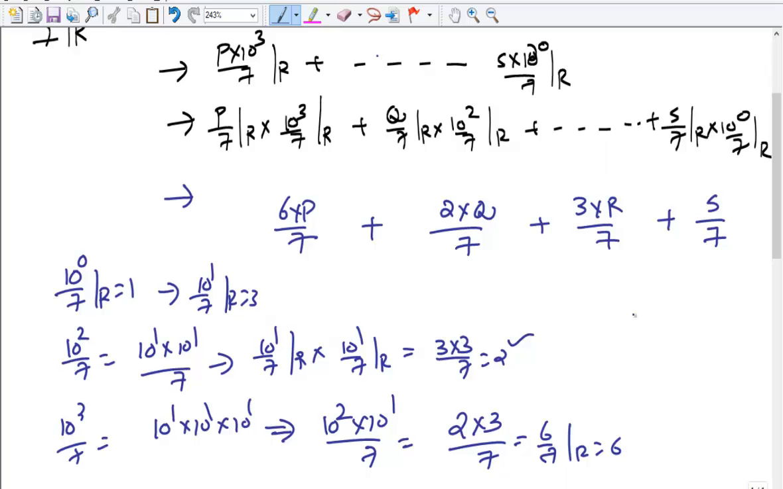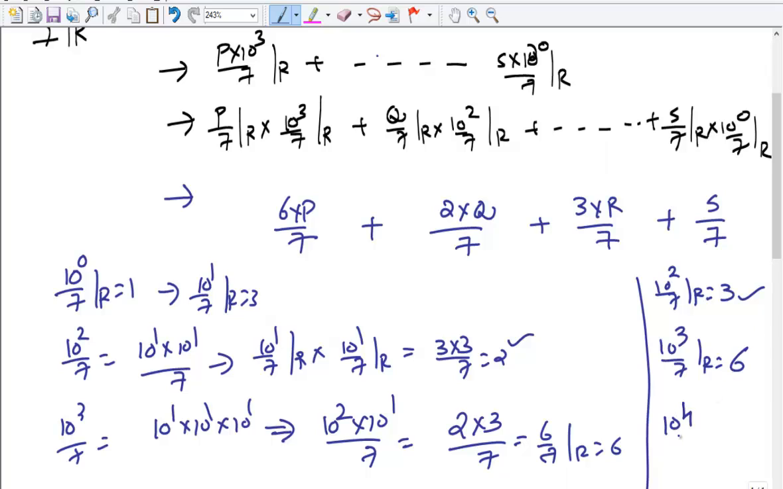You can understand this in a different way again. Now 10 square by 7 remainder, we know that it's 2. 10 cube by 7 remainder is nothing but 2 into 1 more 10, that's it, 20. The previous term remainder into the additional power we are adding. That's it. Now that's going to be 6.